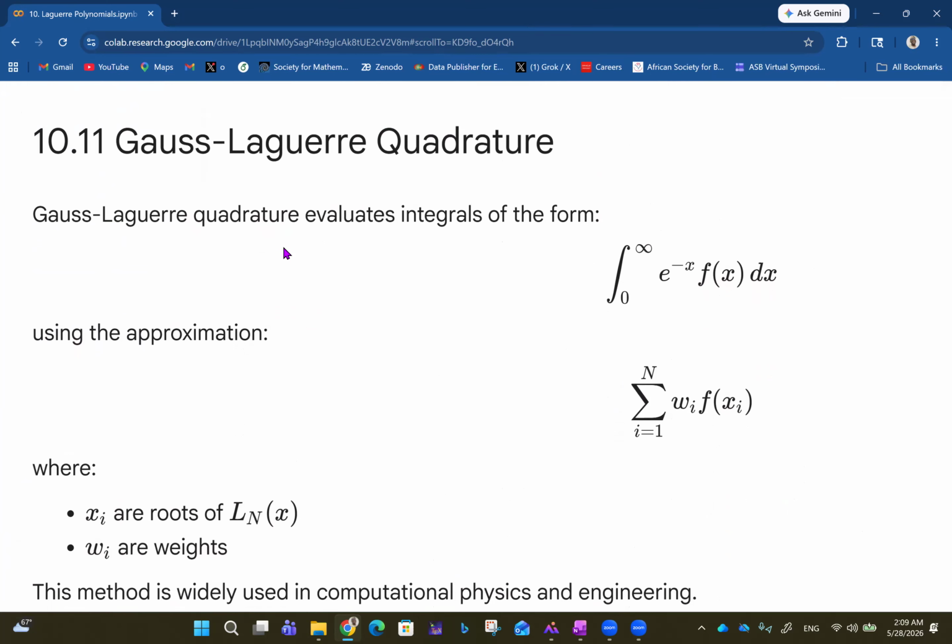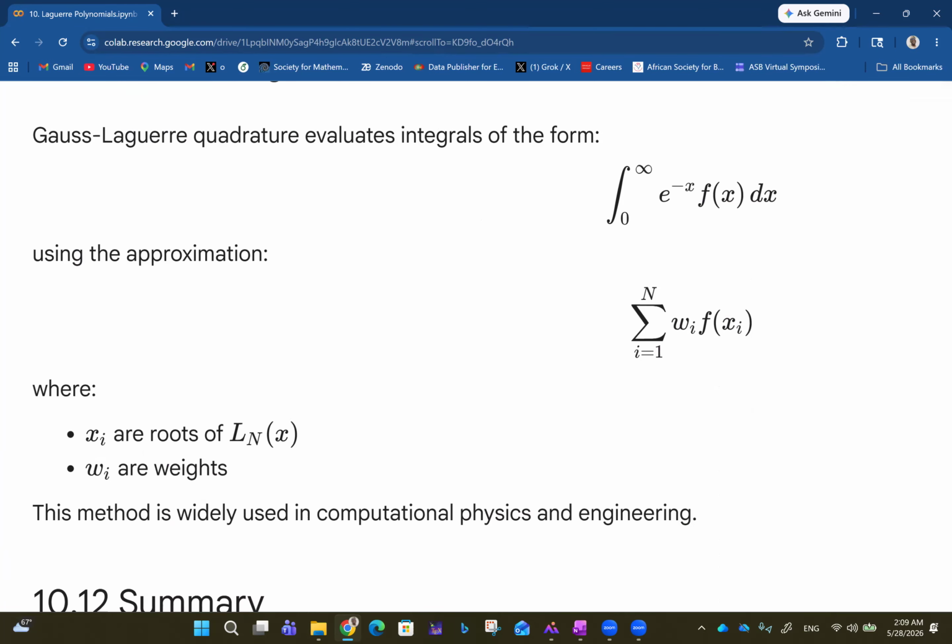So the Gauss-Laguerre quadrature evaluates integrals of the form integral from 0 to infinity of e raised to minus x f of x dx using the approximation summation from i equals 1 to n of w sub i f of x sub i, where x sub i are roots of L sub n of x, and w sub i are weights. This method is widely used in computational physics and engineering.